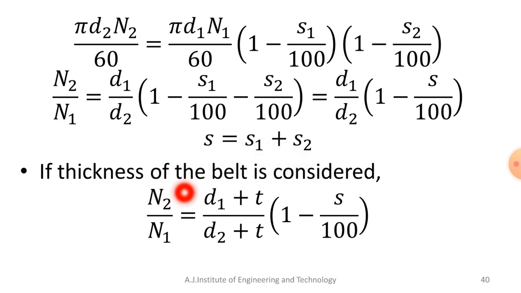If you also consider thickness in the velocity ratio, the modified equation will be: you add the thickness to the diameters of the driven and driver pulleys, that is n2 divided by n1 is equal to (d1 plus t) divided by (d2 plus t) into (1 minus S divided by 100). So this is about slip in a belt drive, and this is one of the important equations for velocity ratio considering the percentage of slip.